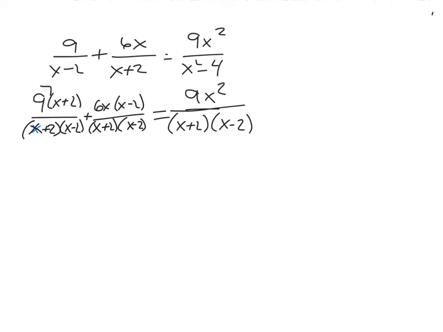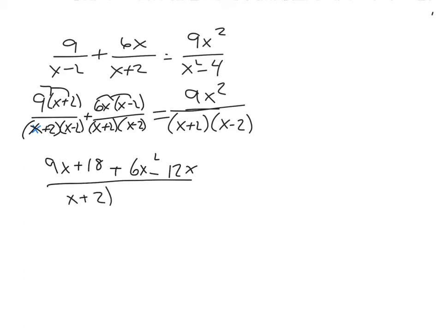I just need to distribute. And so I have 9x plus 18. And then I've got 6x squared minus 12x. Now, I went ahead and put everything under the same numerator. That is because I don't have that subtraction symbol. I can go ahead and just put everything just like I see it. It's only when we have the subtraction symbol that we need to take that added step.